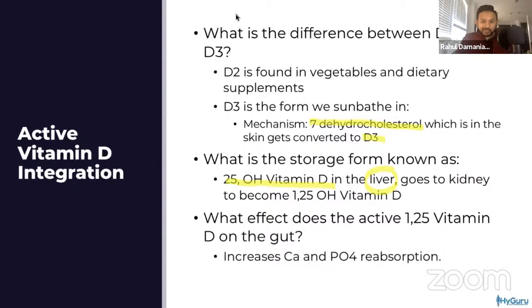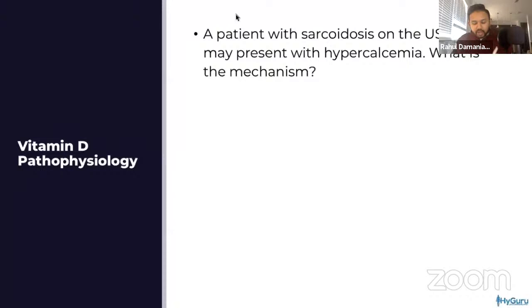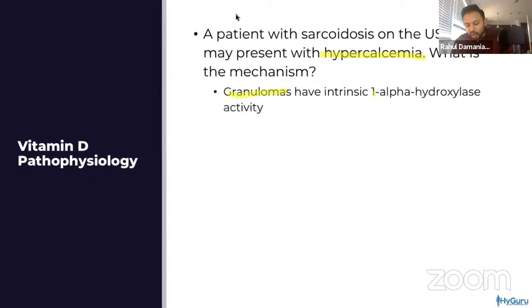When we think about some pathophysiology questions related to vitamin D, this is an important one. A patient with sarcoid on the USMLE may present with hypercalcemia. What is the mechanism here? And that is that granulomas have intrinsic 1-alpha hydroxylase activity. And so granulomas can actually increase your levels of 1,25 vitamin D.